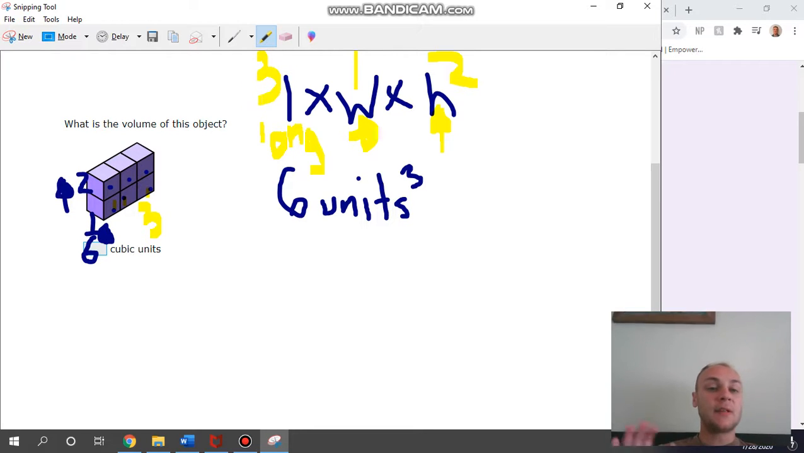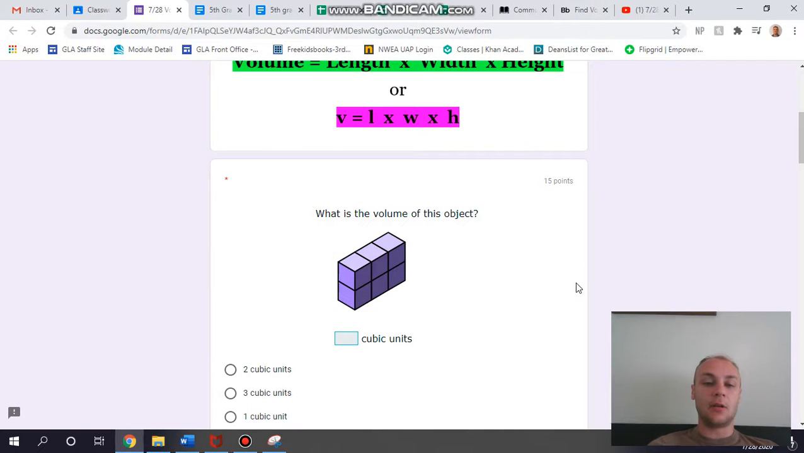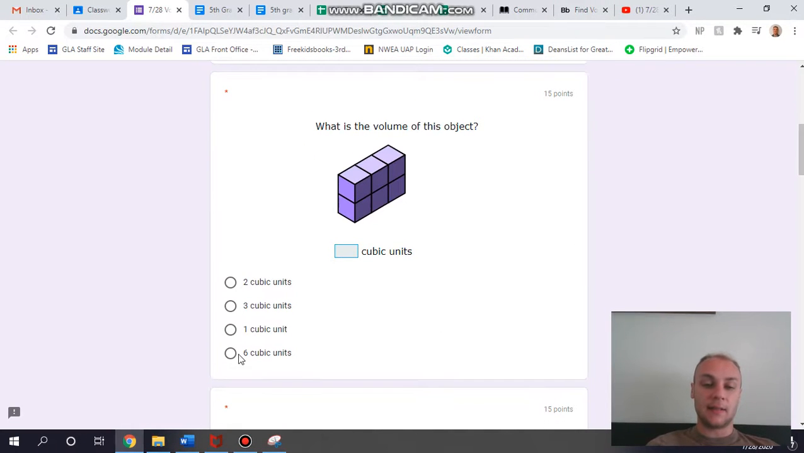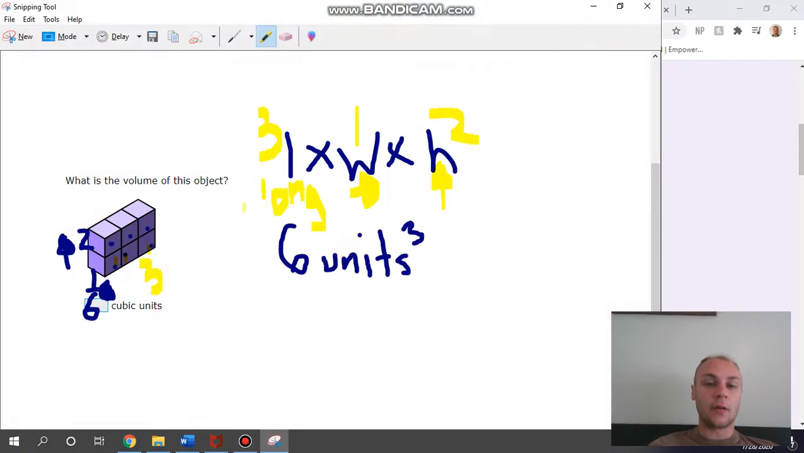I hope this makes sense because for some of these that I have on this Google form, you actually have to find the numbers and write them out because you won't be able just to count, okay? Now I'm going to go ahead and we're going to do another one. So this one was again 6 cubic units. Let's go ahead and solve for it using length times width times height. So 3 times 1 times 2. I'm just going to rewrite that down here in a different color.